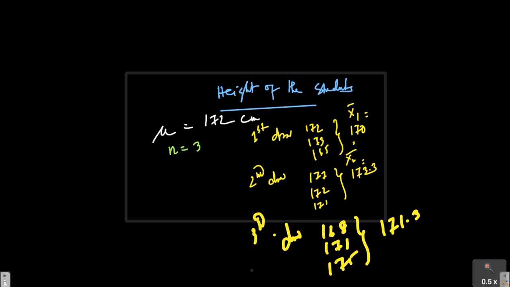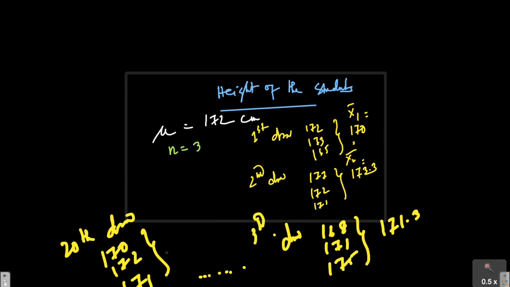And this way, let's say I draw it 20 times. Let's say in the 20th draw, my observations are 170, 172, and 171, and the average is going to be 171. So X20 bar is 171.